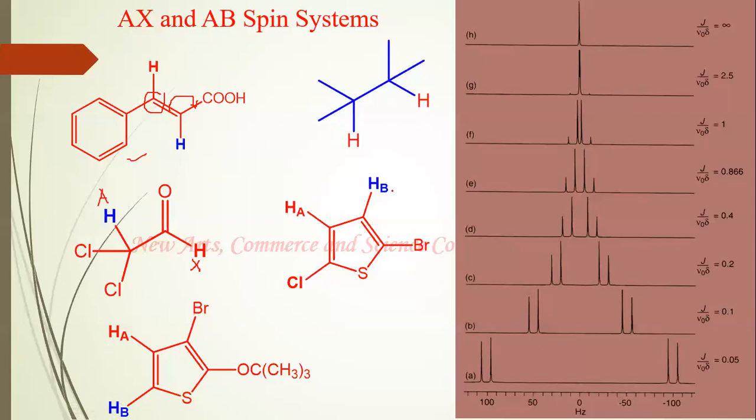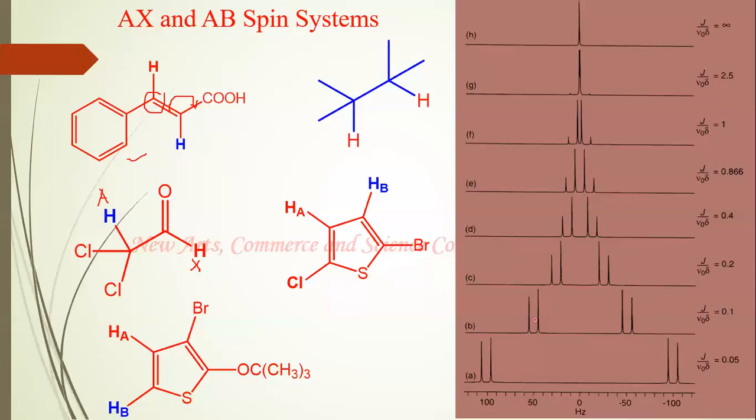This is another example of an AB spin system. See, the A proton has chlorine on its vicinal side, and this B proton has Br as its vicinal partner. Because of the two halogens, A and B protons are quite de-shielded, but the de-shielding is to the same extent. That's why they are given the name AB spin system.